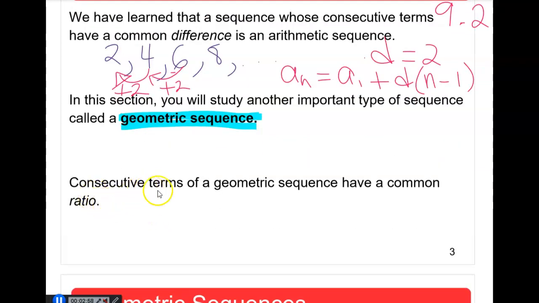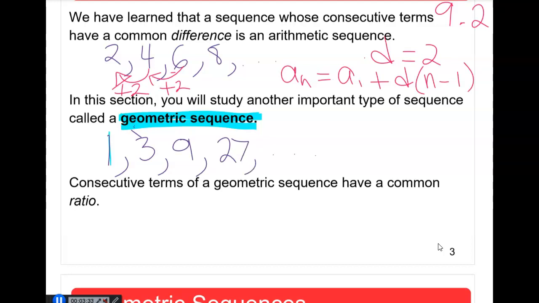So consecutive terms of a geometric sequence have a common ratio. For example, if I say I'm going to start with the number 1 and I want the next number to be that 1 times 3. So it will be 1 and then 3. My next term, I want it to be the previous term multiplied by 3. So that will give me 9. And my next term multiplied by 3 will give me 27, and so on.